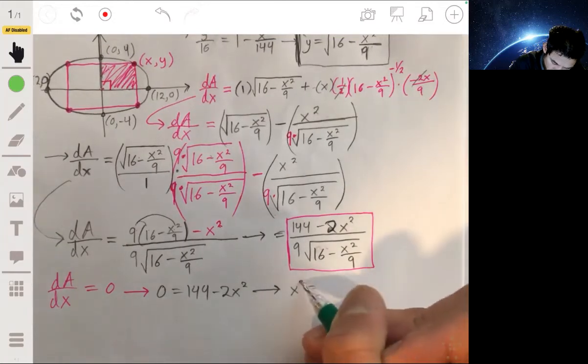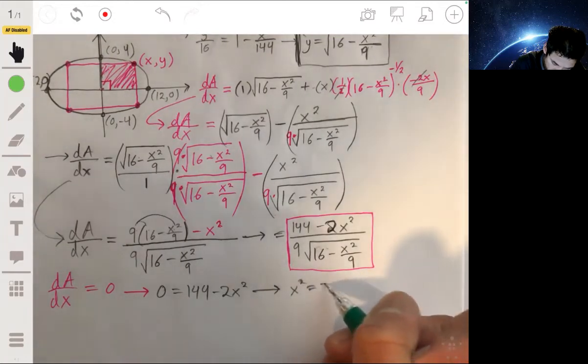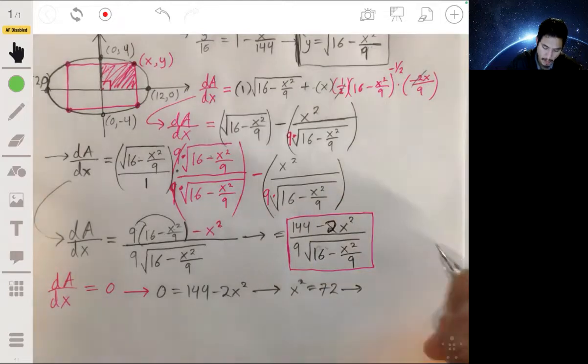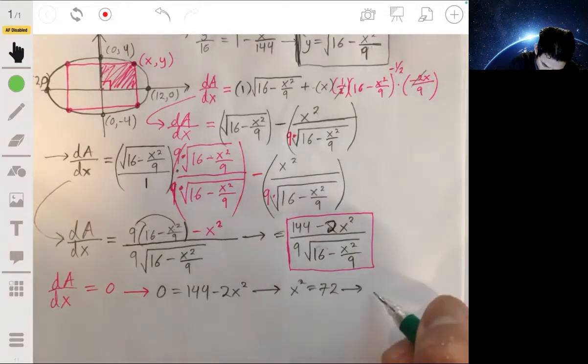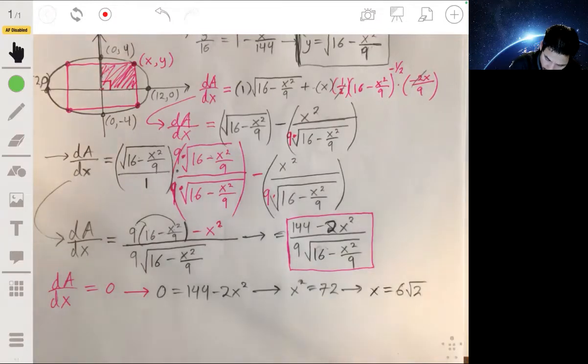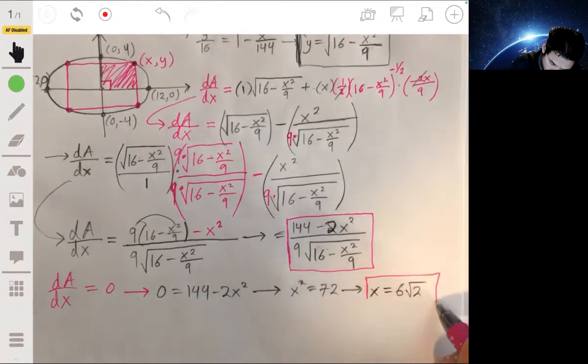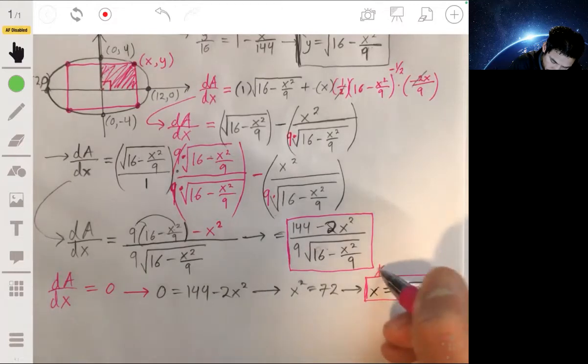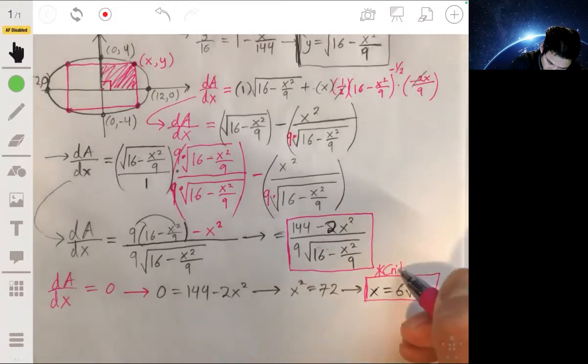The square root of 72, and then x will be the square root of 72, or you can reduce it as 6 root 2. That's our critical value.